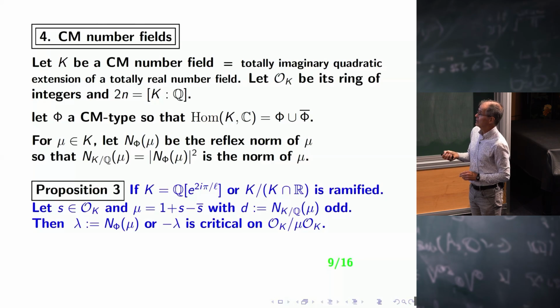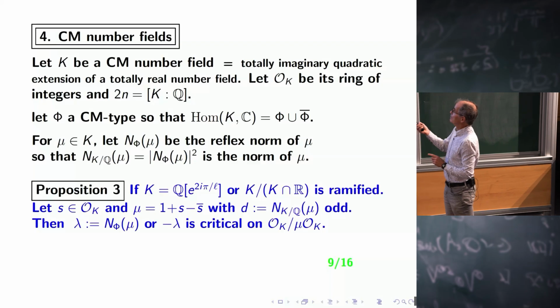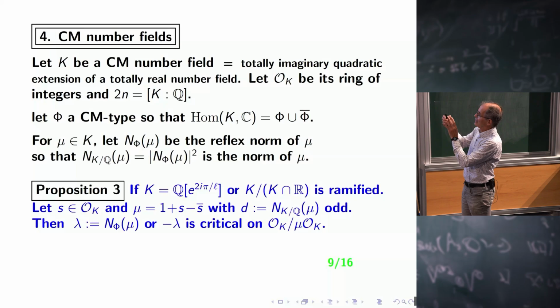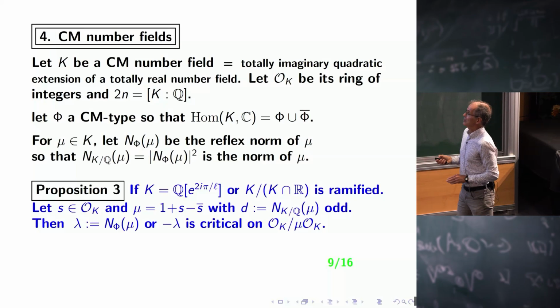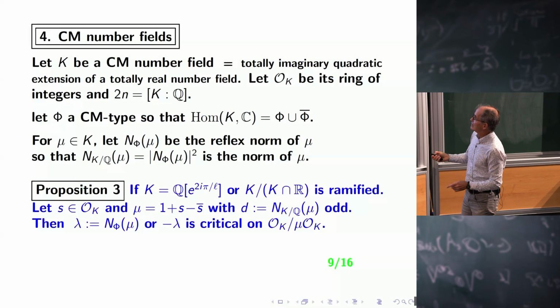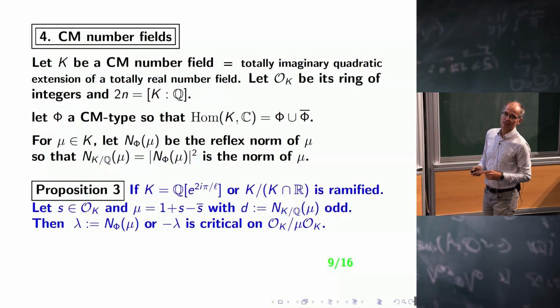But what do you mean by K over K intersect R ramified? Ramified where? At a finite place. Only at a finite place. At some finite place. There is some finite place at which K is ramified, because it's ramified at infinity for sure. Yes, of course. So ramified means there is some finite place at which it is ramified. And in case it is not ramified, the statement is that there exists some CM type for which the norm of phi of mu is critical. Okay.